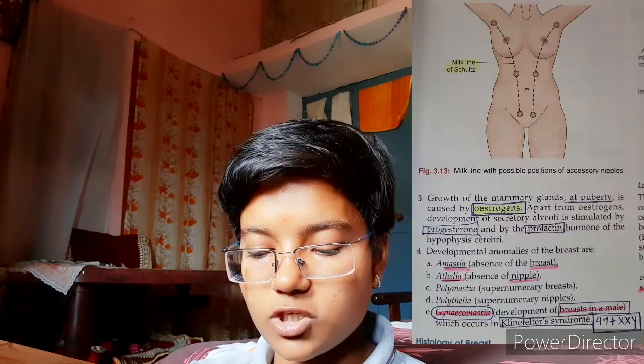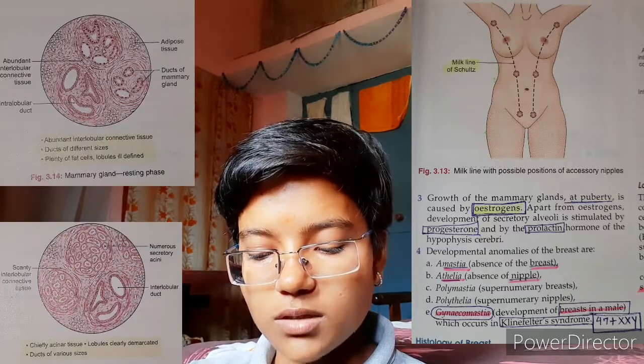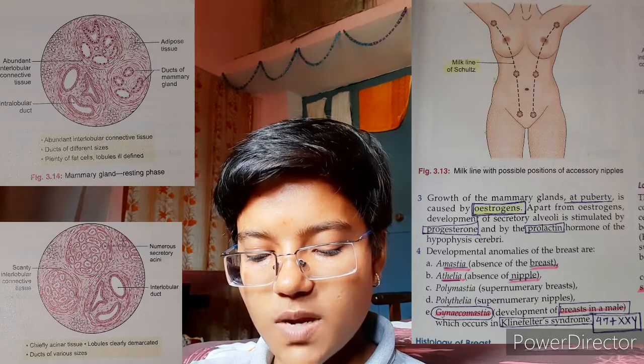Resting phase in non-pregnant adult female. The mammary gland in this phase consists mainly of ducts and their branches. The stroma has connective tissue and fat cells. The interlobular ducts are usually lined by low columnar epithelium resting on basement membrane.